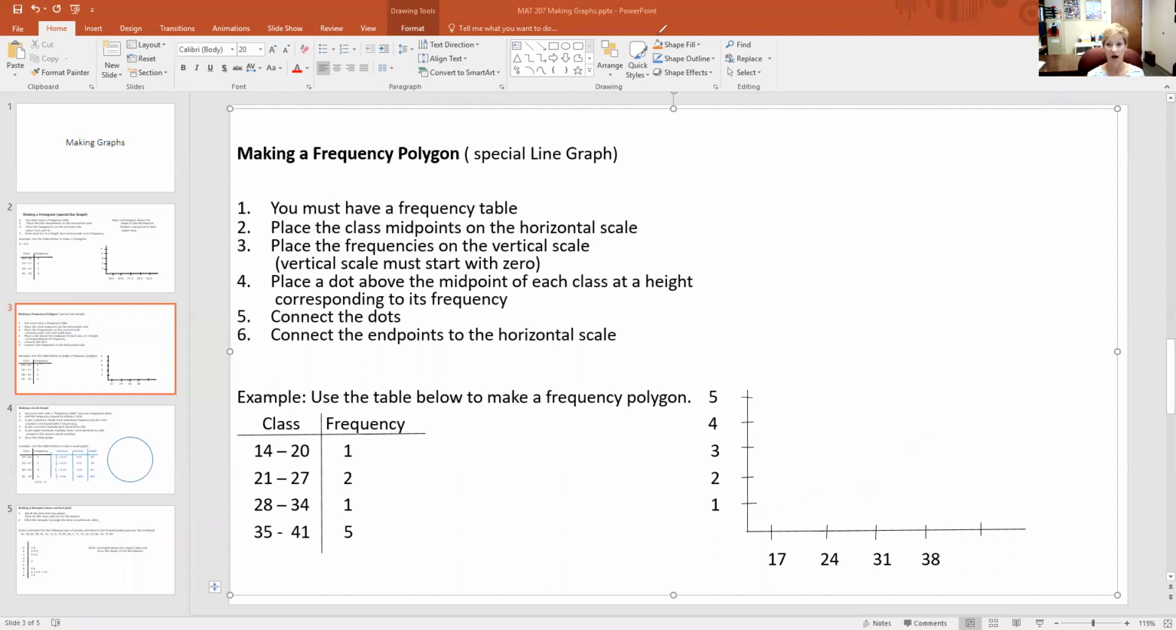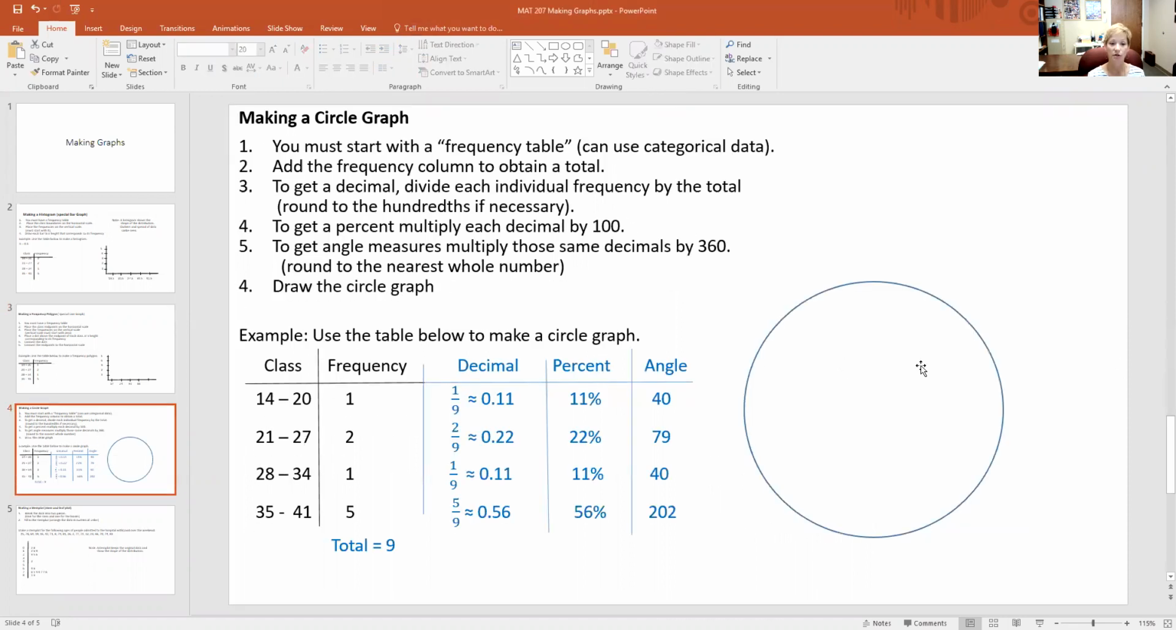So frequency polygon, line graph, histogram, bar graph. Let's talk about a circle graph. All right, now circle graphs can technically have words or numbers here. I did one with numbers just to have the same table I had before, but it can be words. Now the first step's the same. You've got to have a frequency table, but that's why it says you can use categorical data. It could be words. So that's what's a little bit different.